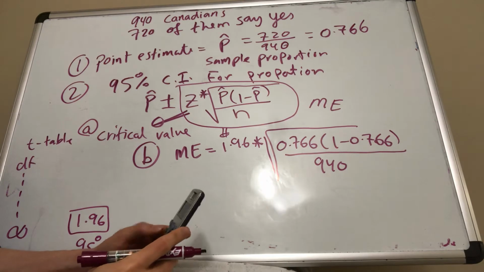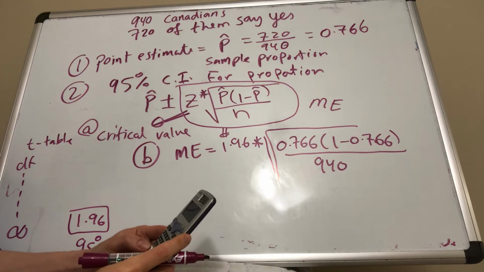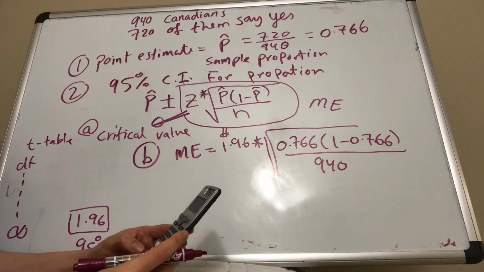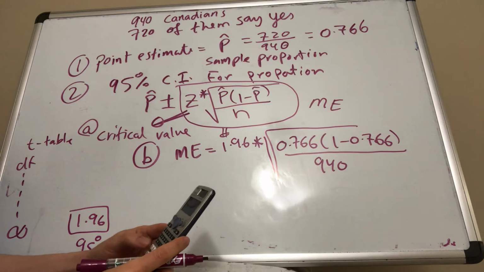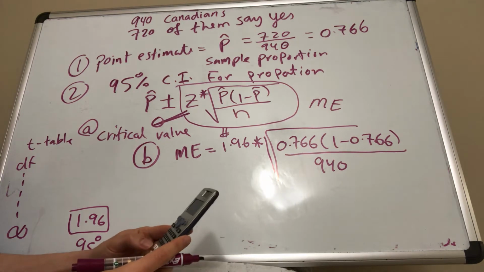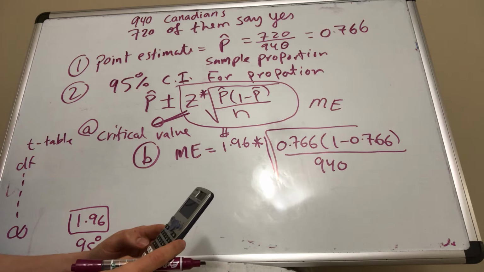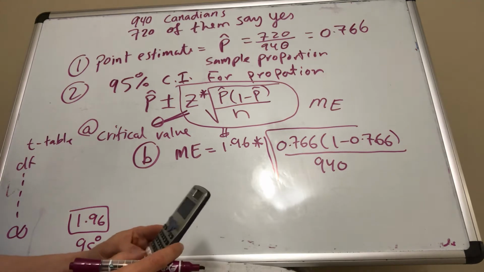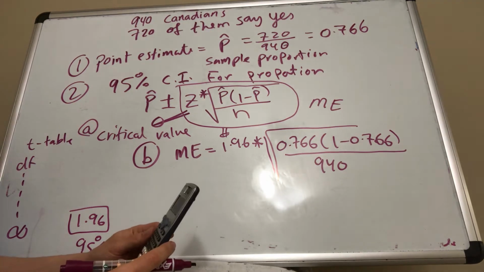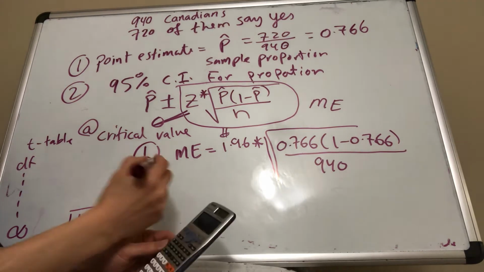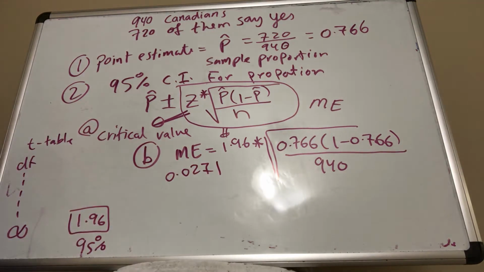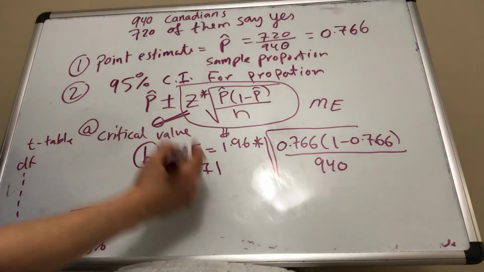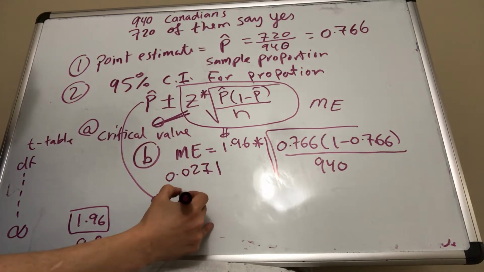So we do this, 0.766 times 1 minus 0.766, now divide this by 940, square root it, times 1.96, and you get a margin of error of about 0.0271.